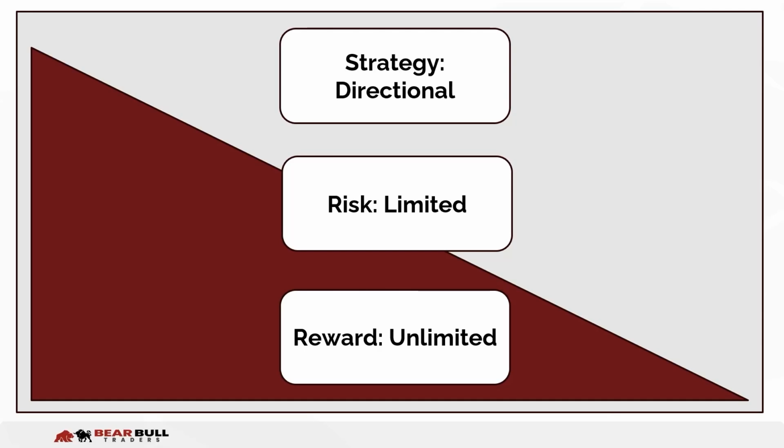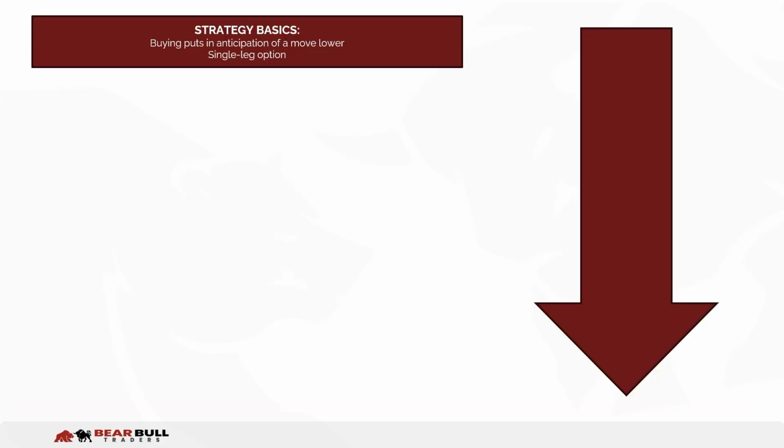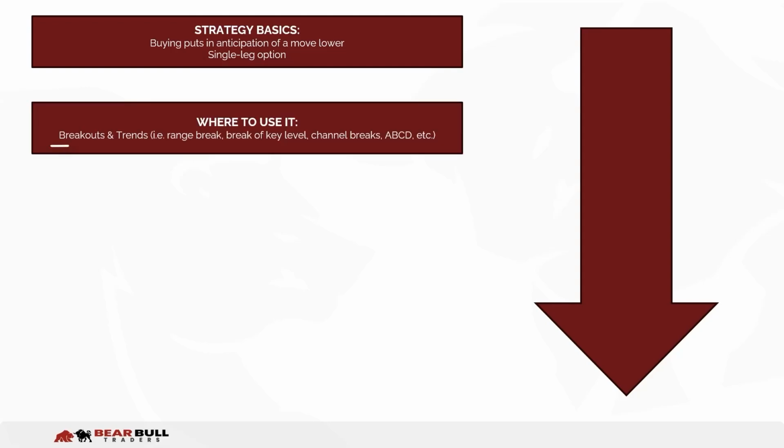Now that we have an overview of the long put, let's explore some key fundamentals. This approach entails acquiring puts with an anticipation of a bearish move lower. It involves a single leg option play, meaning the option contract is bought as a standalone position, without combining it with another option in a complex or multi-leg strategy. For a single leg play, it is most effective during breakdowns and downtrends, such as range breaks, breaks of key support levels, channel breaks, ABCD patterns, and more. With single leg directional plays, we need movement.